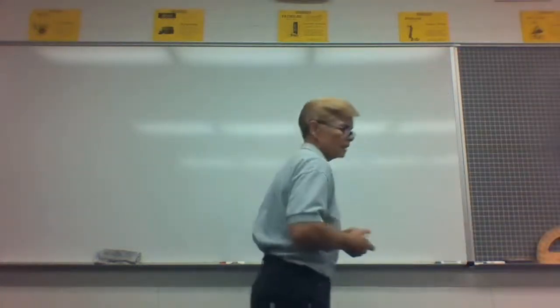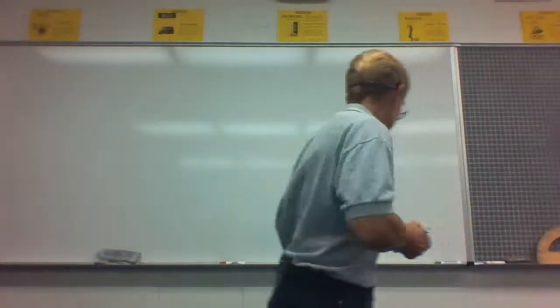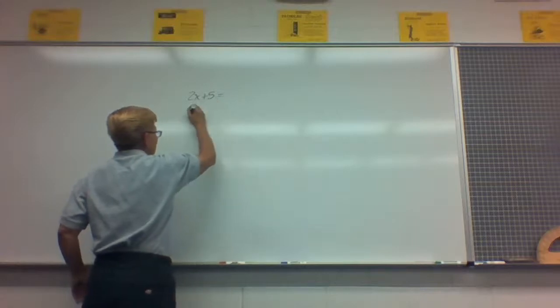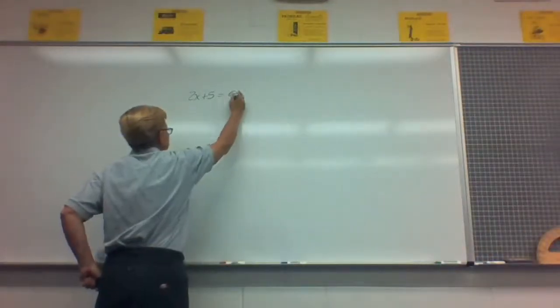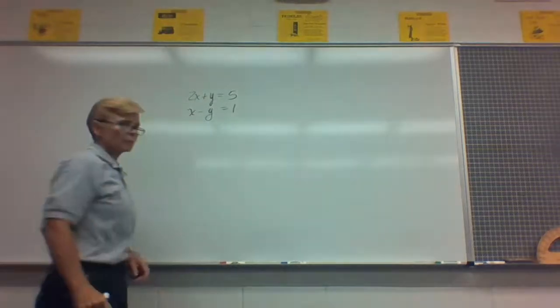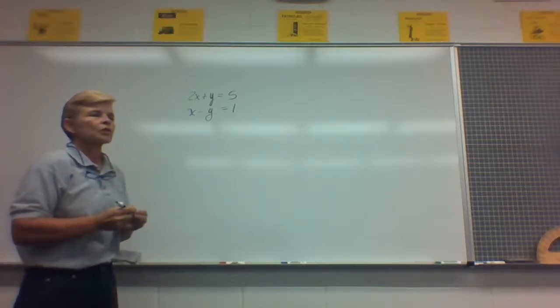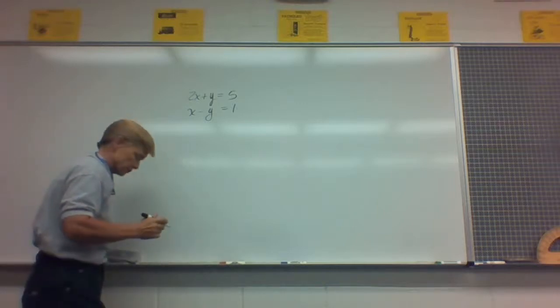So on page 29, exploration 2, part A, we got 2x plus y equals 5, x minus y equals 1. Do you remember seeing stuff like this, where they're presented to you 2 at a time, and you have to solve the system? I'm going to show you 2 ways to solve this system, and then I'm going to do one more, and then we're going to move on to the 3x3s.